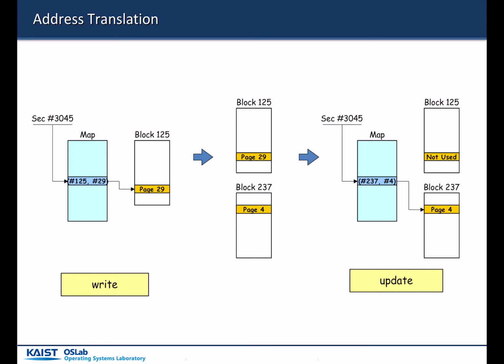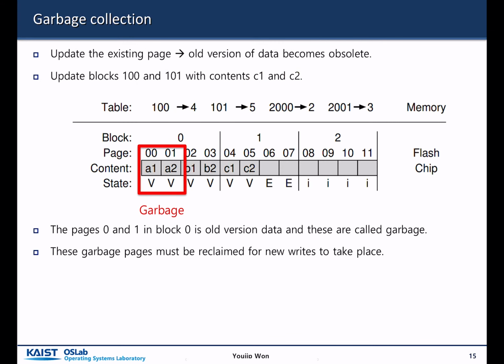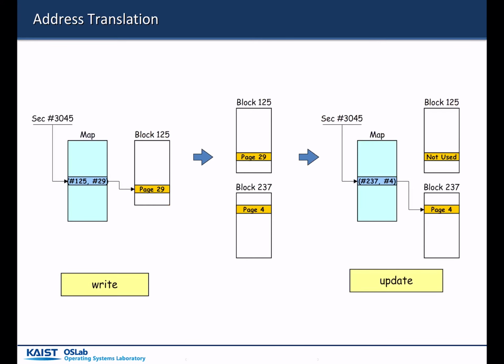Let's look at the details of address translation. This is sector number 3045, and if we refer to sector 3045, then the mapping table says that it is stored at block number 125 and at offset 29. Okay, so you successfully did that.